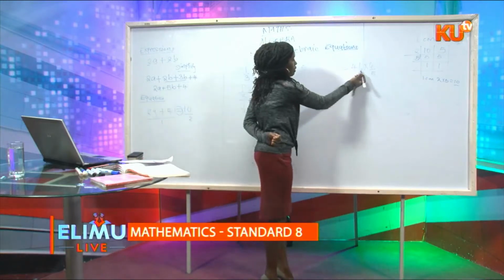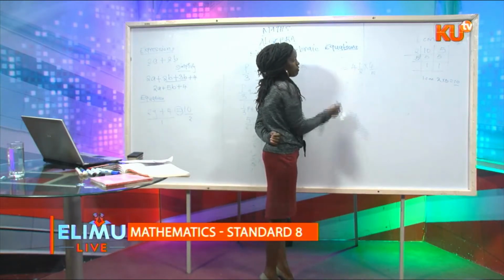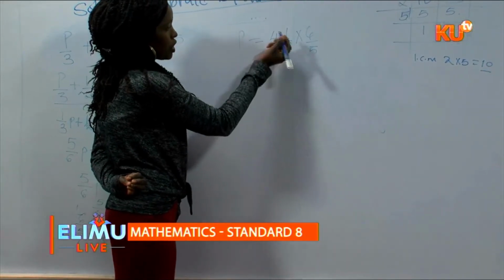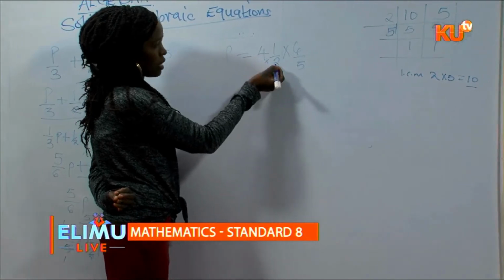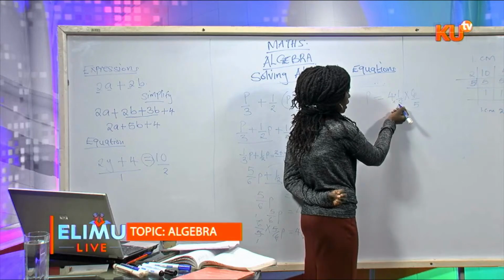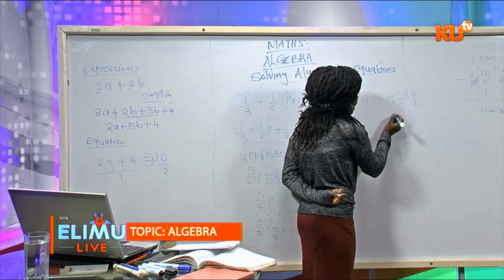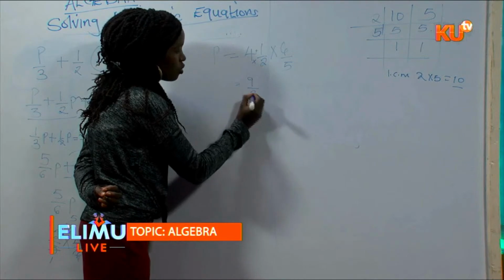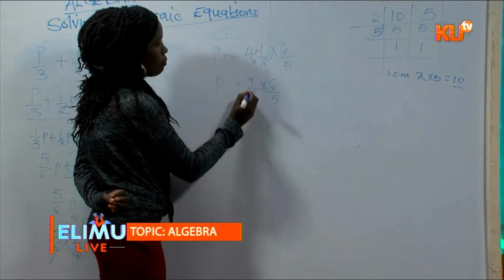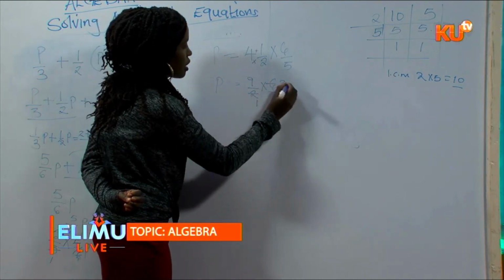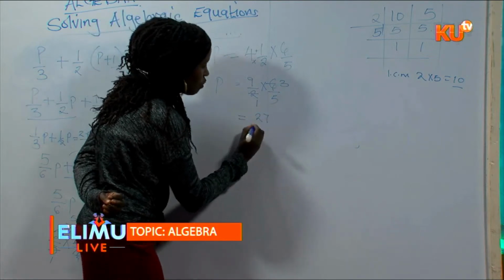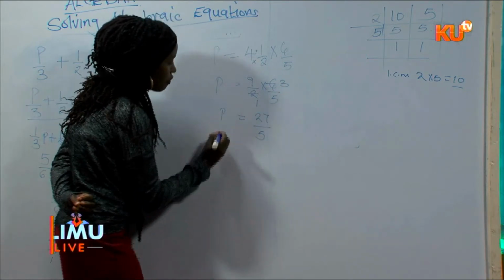So this is a mixed fraction. I change it to an improper fraction so that now I can go to solve it. To change to an improper fraction, you take the whole number times the denominator, then plus the numerator. So it is 4 times 2, we get 8, plus 1, we get 9. 9 over 2 times 6 over 5. By 2, 1. By 2, 3. 9 times 3, we get 27 over 5. That is the value of our P.